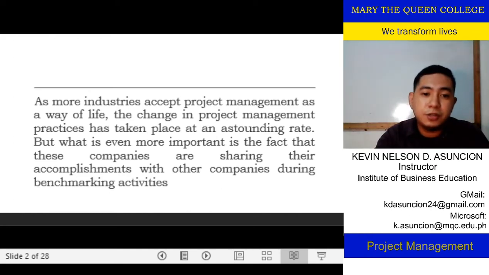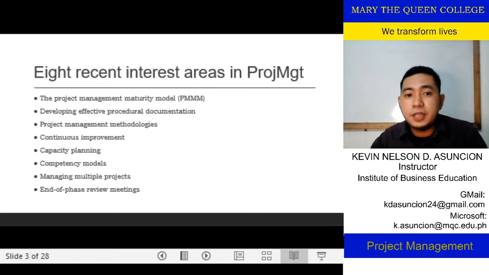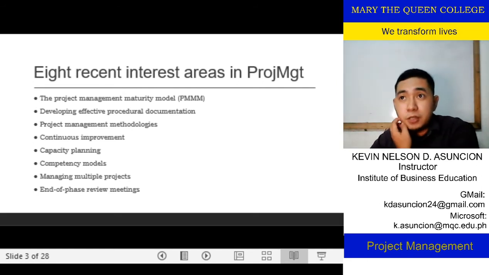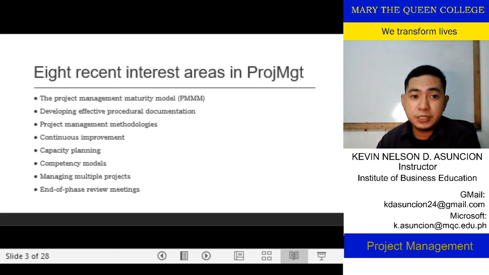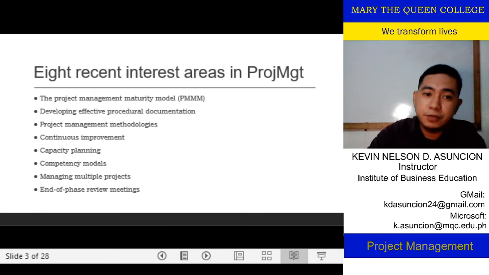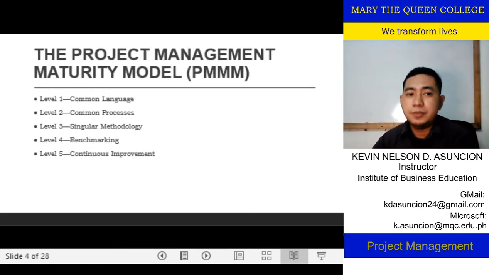So without much further ado, let's talk about eight recent interest areas in project management. So what are those specific areas that have been growing in project management? First is the PMMM, or the Project Management Maturity Model. So we'll be talking about that in a few seconds. Then developing effective procedural documentation. That's number two. Project management methodologies, continuous improvement, capacity planning, competency models, and managing multiple projects and end of phase review meetings. So let's start first with the PMMM, or the Project Management Maturity Model.